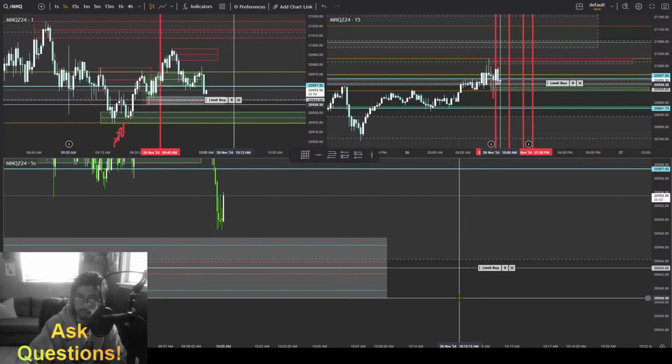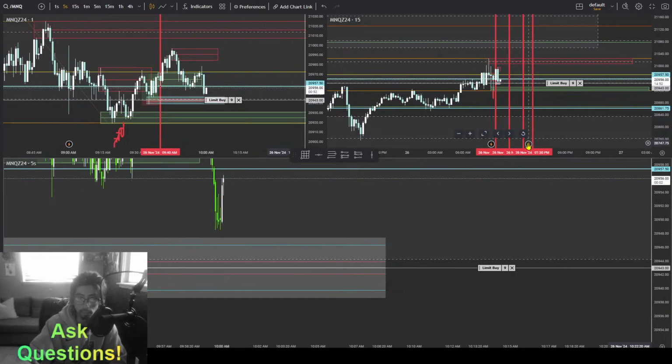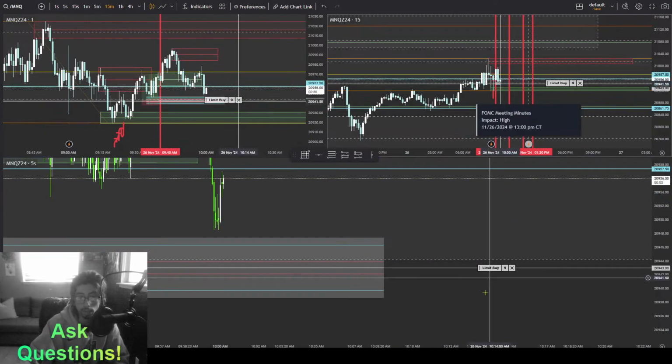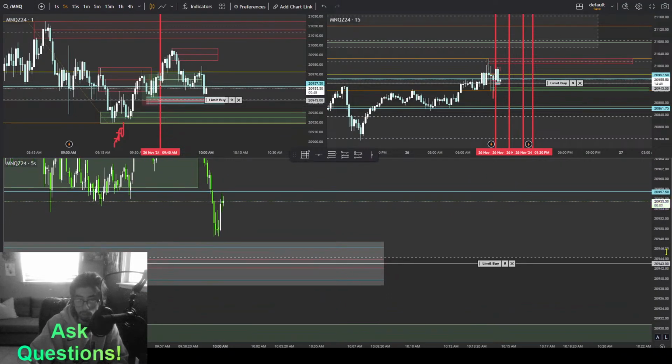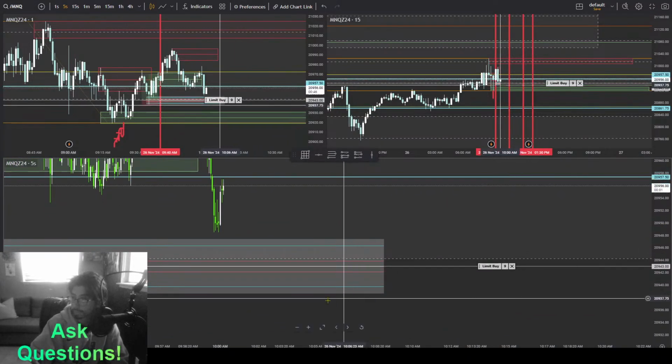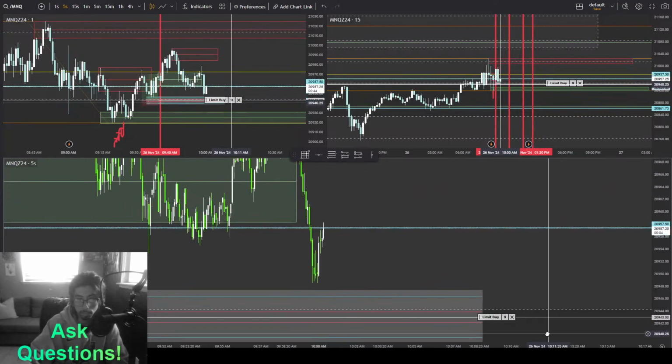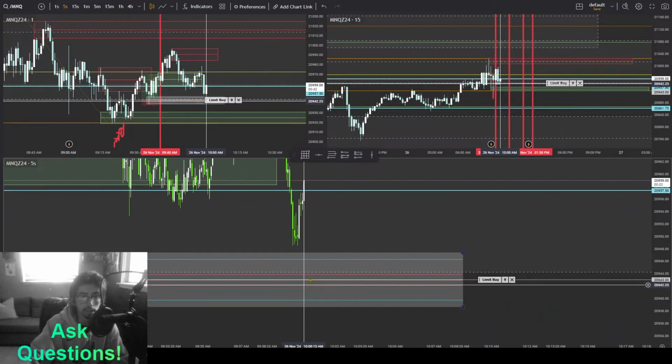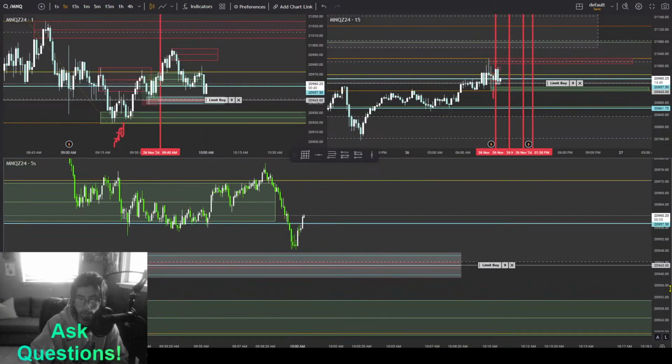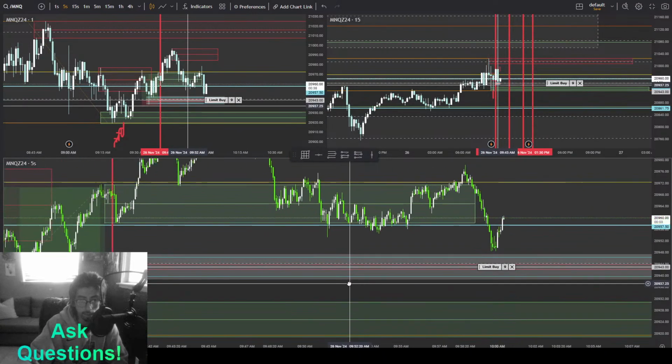Oof, I'm not liking this. It's a hard pullback. Yeah, there's just way too much volatility. This happens because of FOMC. I'm just on the lower time frame. Yeah, I'm not really liking this anymore. It's just one of those days.